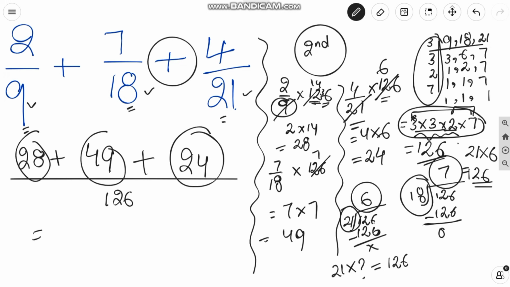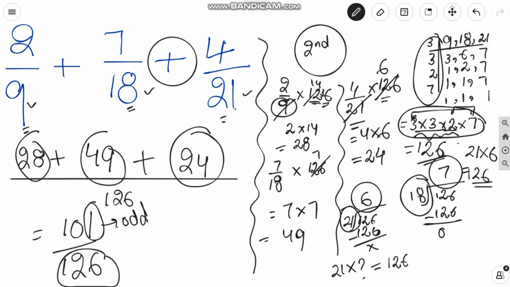you will get 101 over 126. Now these two numbers cannot be simplified anymore. The reason is that the last digit of the numerator is an odd number, and the last digit in the denominator is an even number. That is why these numbers cannot be simplified more. So your answer will be 101 by 126.